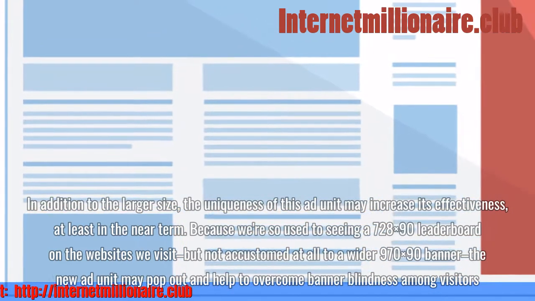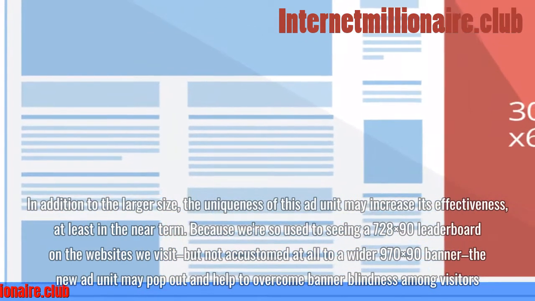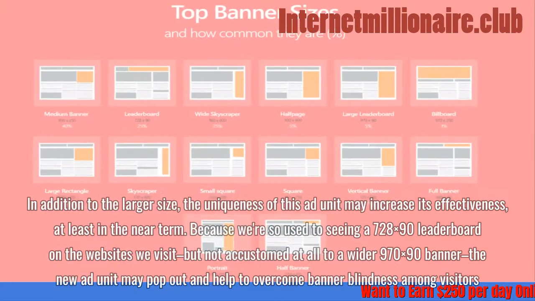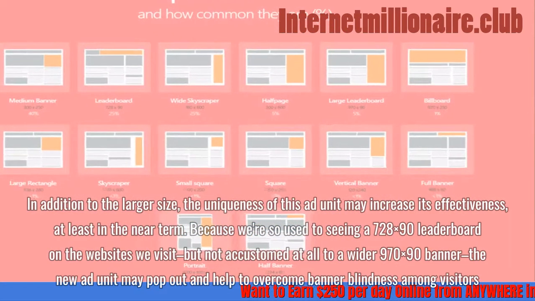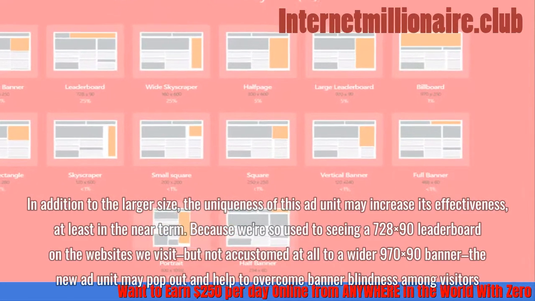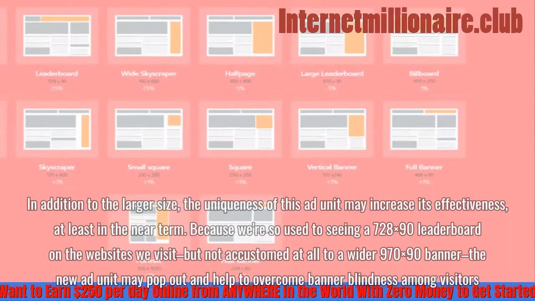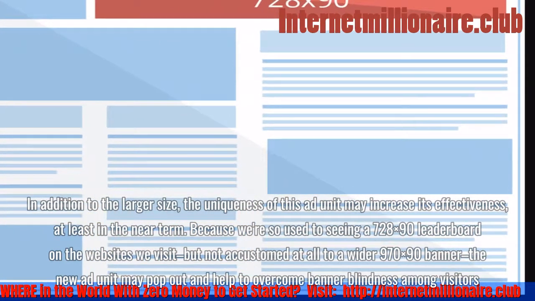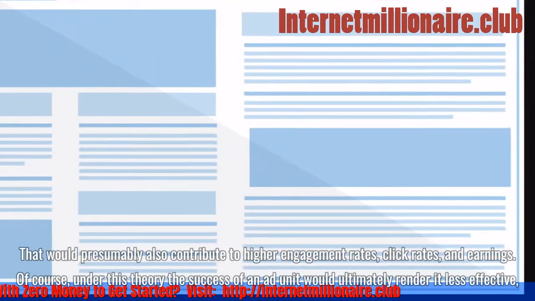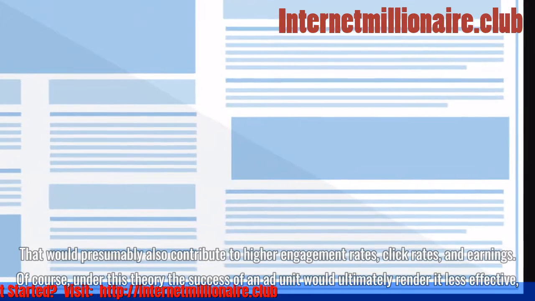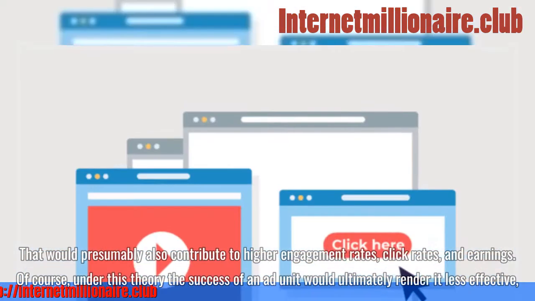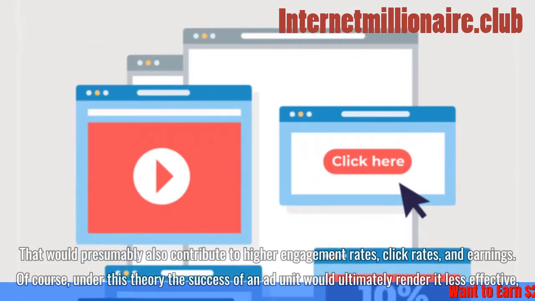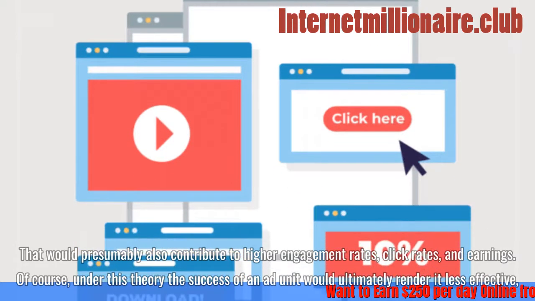In addition to the larger size, the uniqueness of this ad unit may increase its effectiveness, at least in the near term. Because we're so used to seeing a 728x90 leaderboard on the websites we visit but not accustomed at all to a wider 970x90 banner, the new ad unit may pop out and help to overcome banner blindness among visitors. That would presumably also contribute to higher engagement rates, click rates, and earnings. Of course, under this theory, the success of an ad unit would ultimately render it less effective.